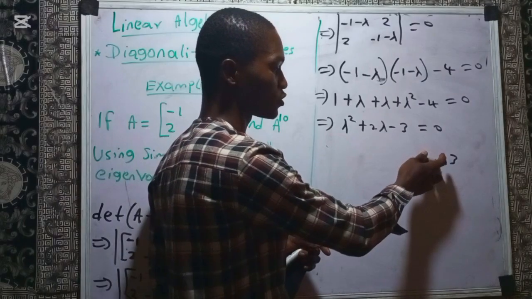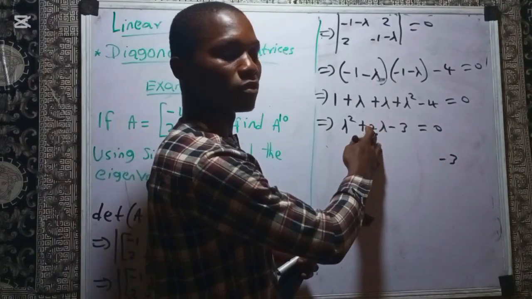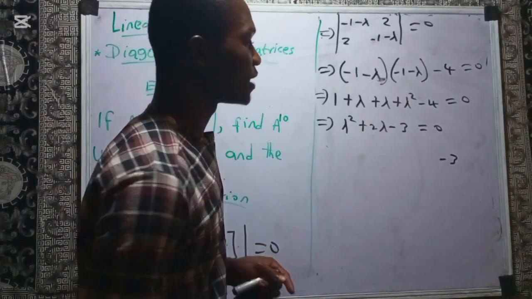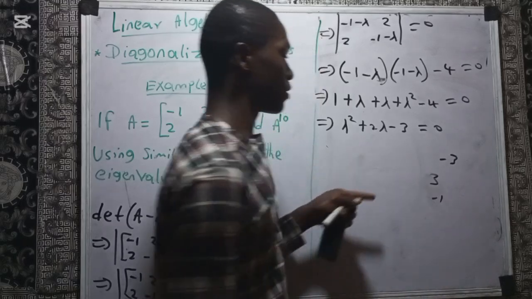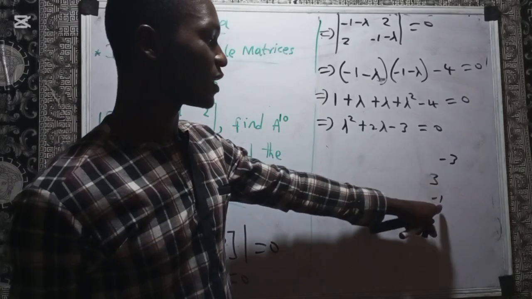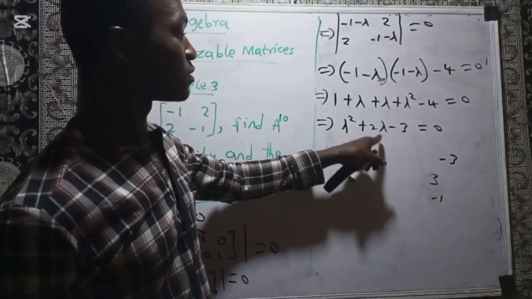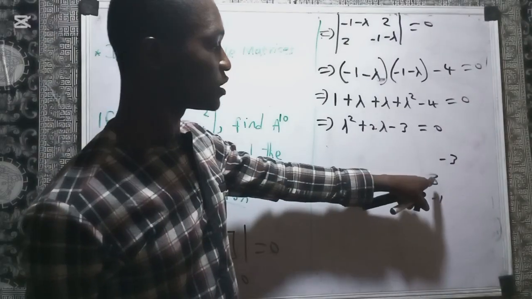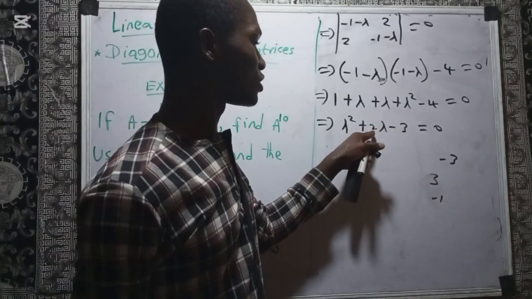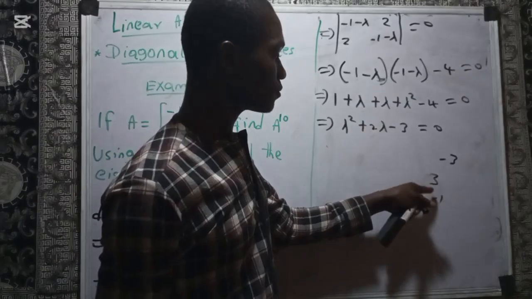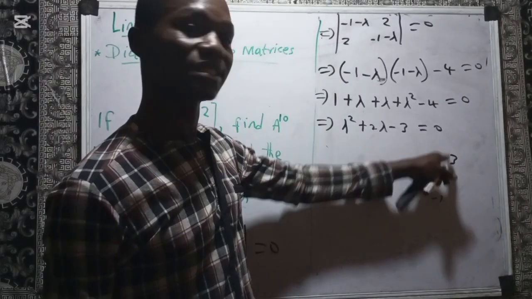So we need the two factors of this negative 3 such that the sum will give us positive 2 and the product will give us negative 3. So positive 3 plus negative 1 will give us what? Positive 2, because we'll be doing 3 minus 1, which will give us positive 2. So we are going to get this positive 2 here. Then if you do positive 3 multiplied by negative 1, you are going to get this negative 3, right?